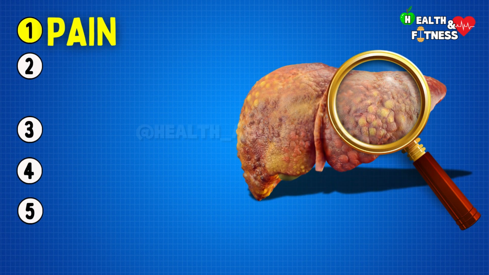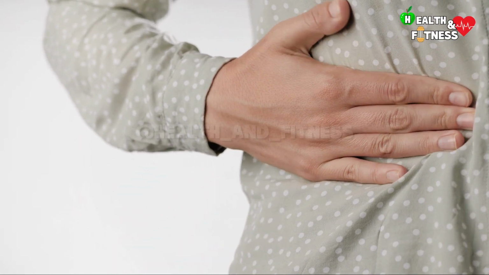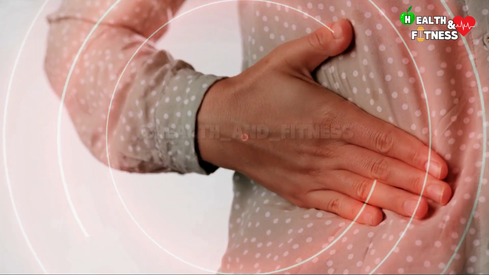Pain. The onset of liver pain is a very common symptom in people with liver disease and is usually felt in the upper right part of the abdomen, just below the rib cage.